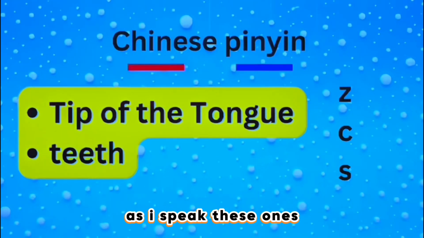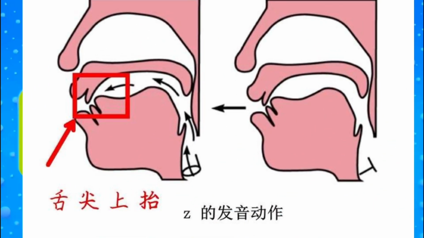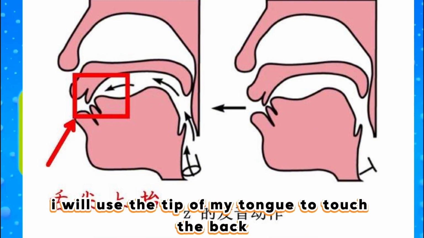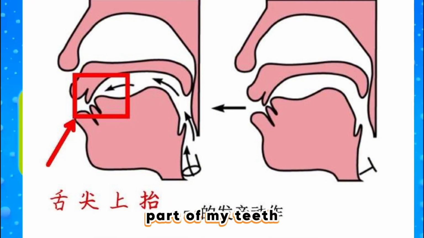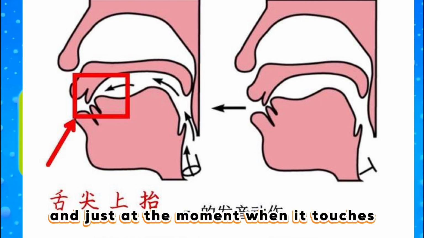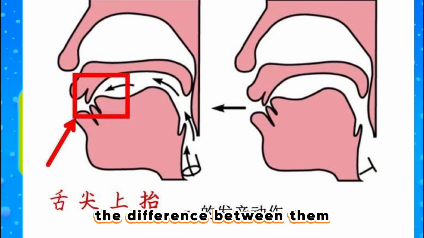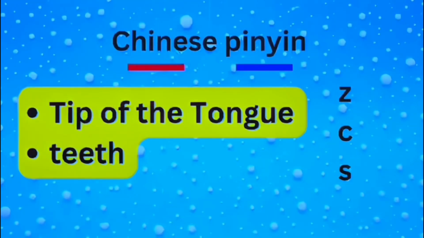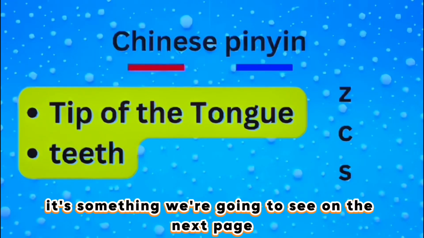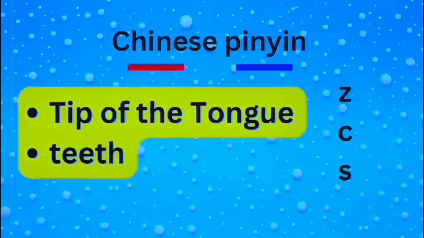Where is my tongue as I speak these ones? Z. I will use the tip of my tongue to touch the back part of my teeth. Z, Z. And just at the moment when it touches, I'll use a little air and pronounce the first one. The difference between them is something we're going to see on the next page.